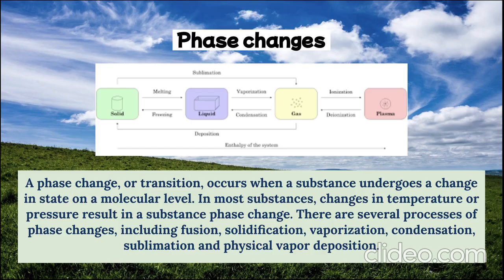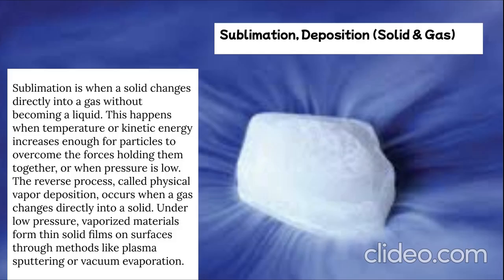In most substances, changes in temperature or pressure result in a substance phase change. There are several processes of phase changes, including fusion, solidification, vaporization, condensation, sublimation, and deposition. Two-state changes are sublimation and deposition, solid and gas. Sublimation is when a solid changes directly into a gas without becoming a liquid.